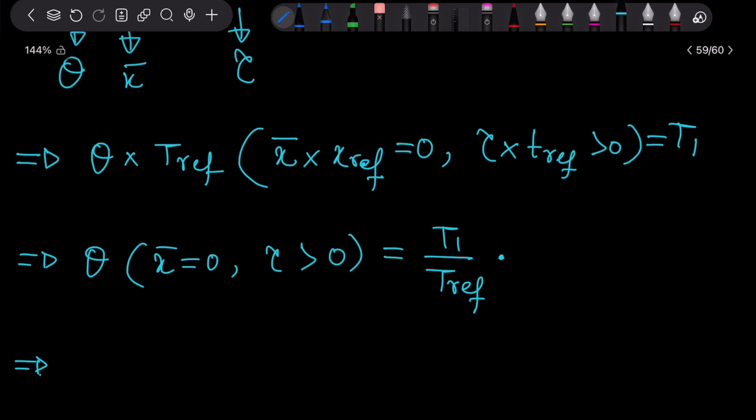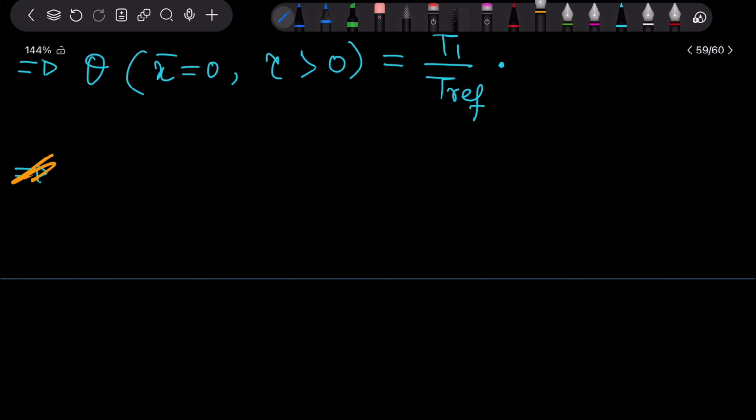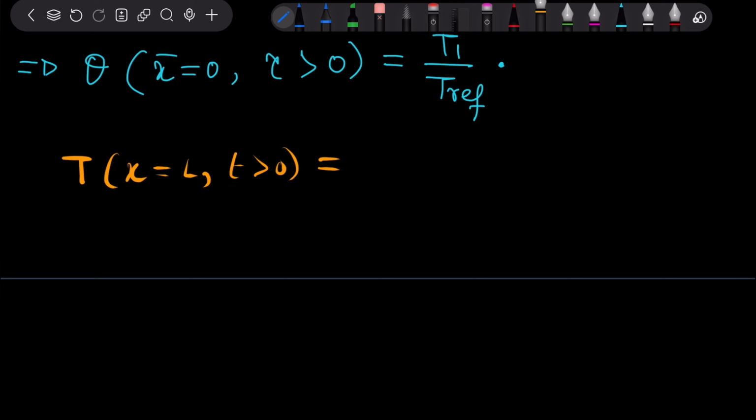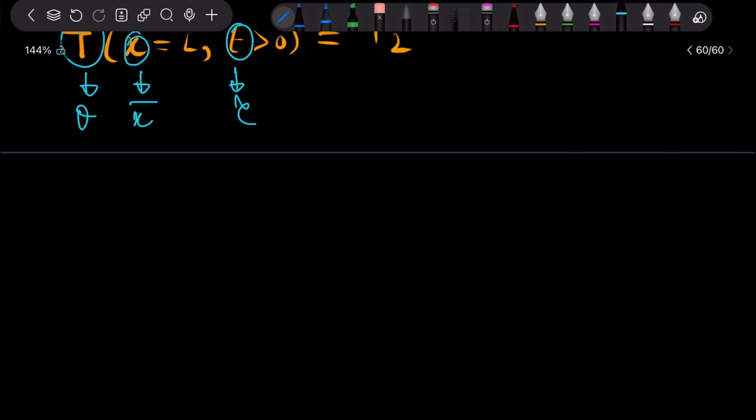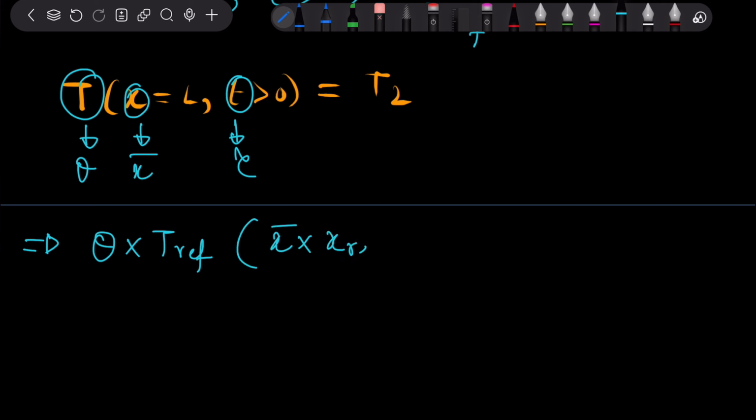Again, now the second one, at x equal to L, at t greater than 0 I have my temperature as T2. So now to turn this into theta, this into x bar, this into tau, and nothing else. Again, you do not have to turn this L into L bar or anything like that, right? So now this will be theta into T ref, x bar into x ref equal to L, tau into t ref is greater than 0 is equal to T2.